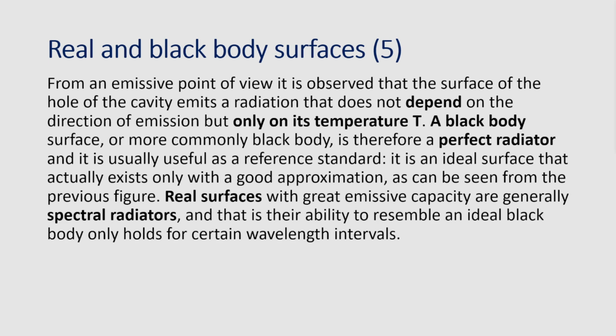Real and black body surfaces. 5. From an emissive point of view, it is observed that the surface of the whole of the cavity emits a radiation that does not depend on the direction of emission, but only on its temperature T. A black body surface, or more commonly black body, is therefore a perfect radiator, and it is usually useful as a reference standard. It is an ideal surface that actually exists only with a good approximation, as can be seen from the previous figure. Real surfaces with great emissive capacity are generally spectral radiators, and that is their ability to resemble an ideal black body only holds for certain wavelength intervals.